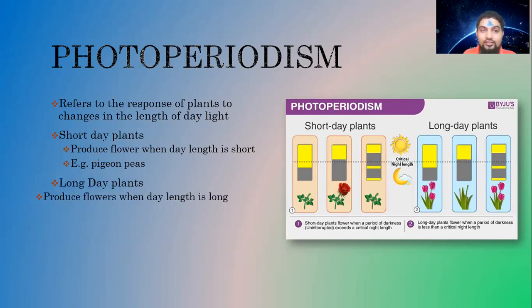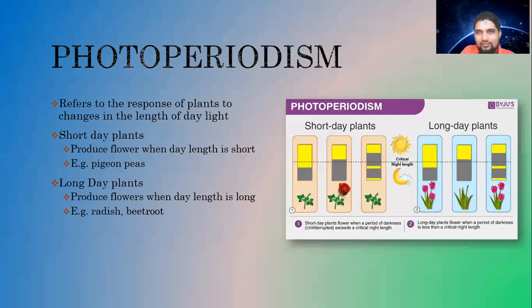And then we have long day plants. These produce flowers when the day length is long. So coming on to summer and around summertime in temperate countries, these plants will flower when the days are very long. Examples we have here, radish and beetroot. So this is one of the reasons why we can't really grow some of these crops in Guyana.